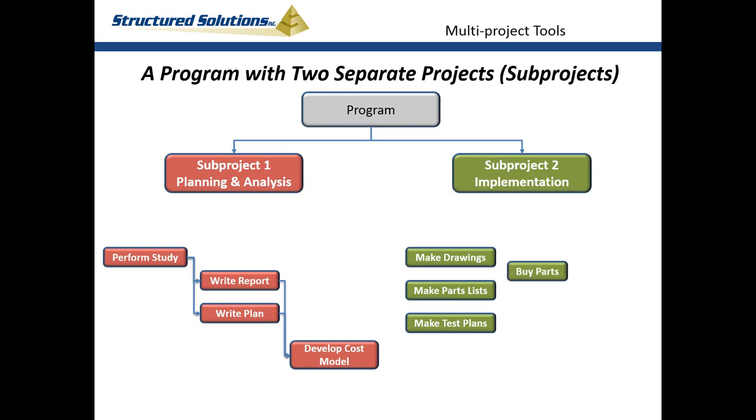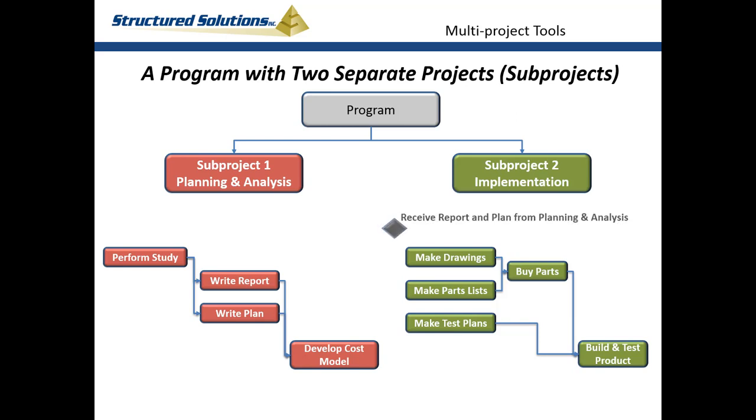When the drawings and the parts lists are done, they can buy parts. Then they can build and test the product, but only after the test plans are complete and only after the parts have been received. At this point, the implementation team realizes they should not start any of the tasks in their project until they review the documents produced by planning and analysis.